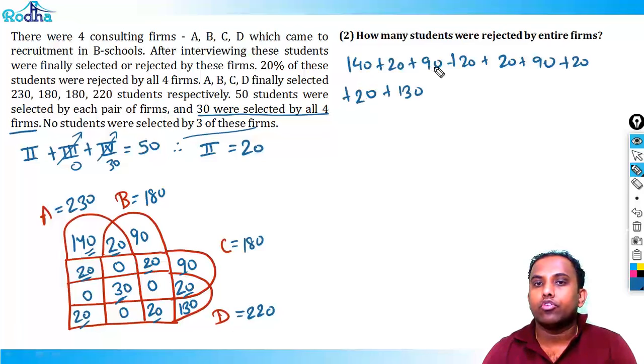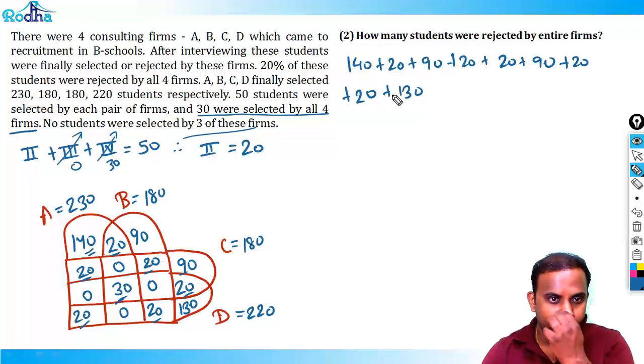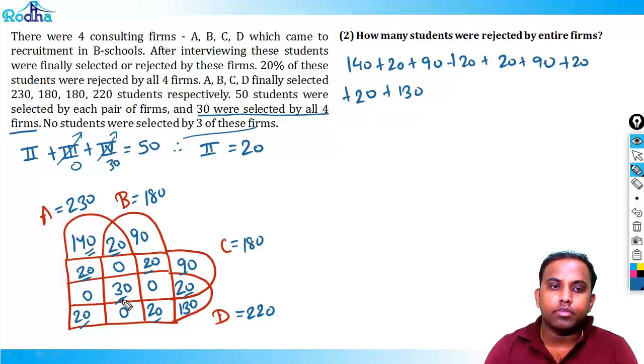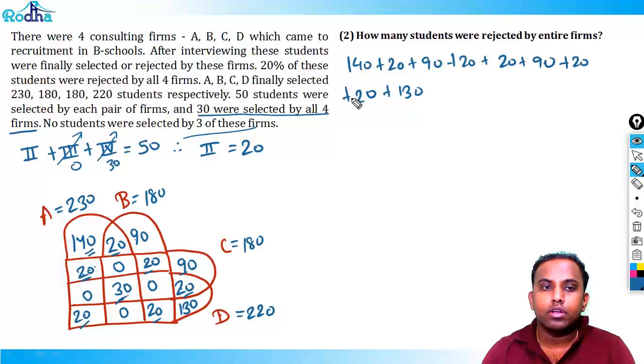So 160, 90, 250, 270, 290, 380, 400, 420 and 550. Have I missed anything? Okay, this 30 I missed here. Just come again: 140 plus 20, 160, 250, 340, 360, 380, 410, 430, 560, it is 400, right? So something I missed here.